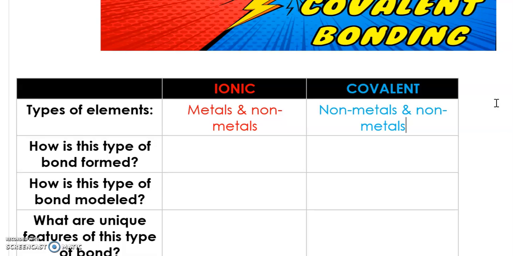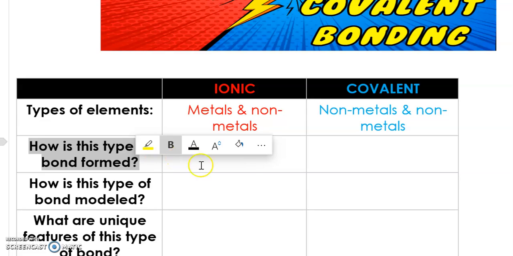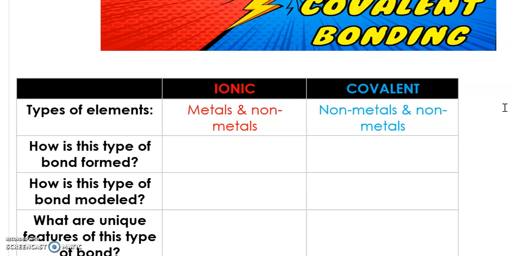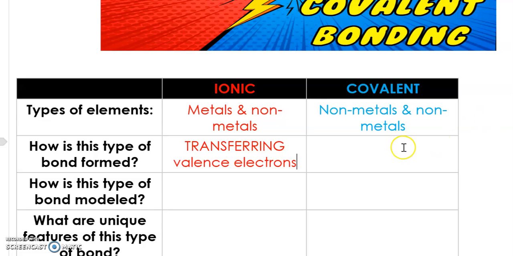Another key difference between ionic and covalent bonds is how the bond is actually formed. For ionic bonds, these types of chemical bonds are formed by transferring valence electrons from one atom to another. Whereas covalent bonds are formed by sharing valence electrons.